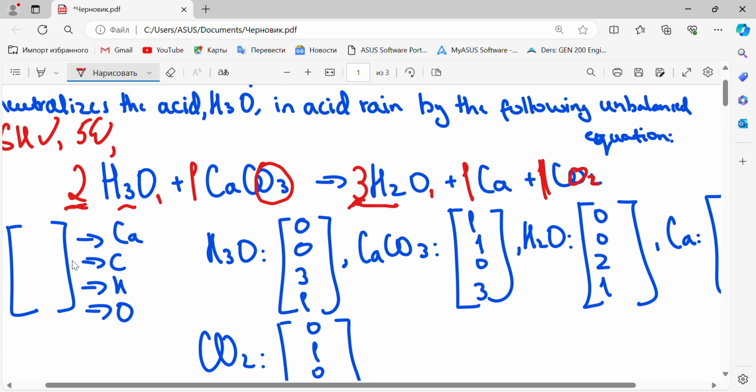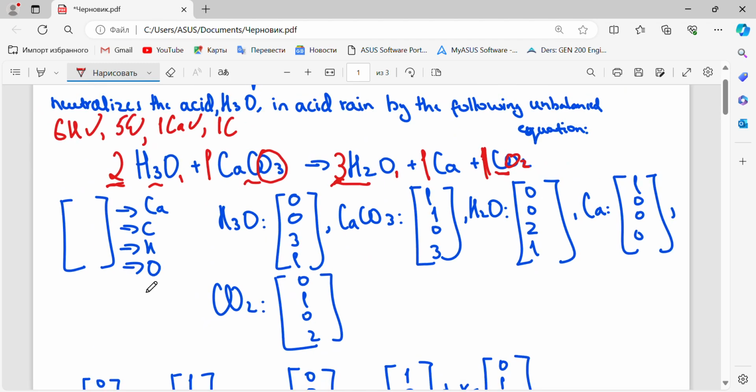Okay, let's go to the calcium. We have 1 calcium on the left side and 1 calcium on the right side, so that's okay. And 1 more, carbon. 1 carbon on the left side and 1 carbon on the right side. That's it. Thank you for your attention.